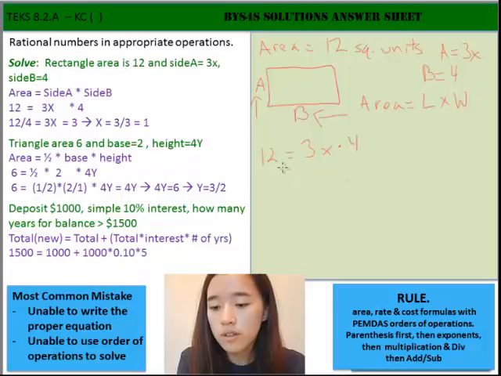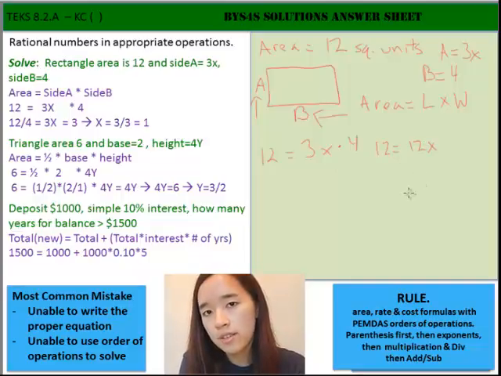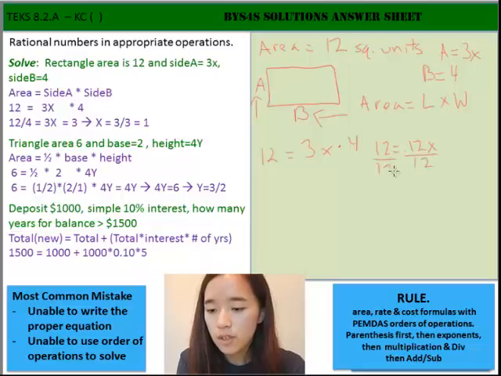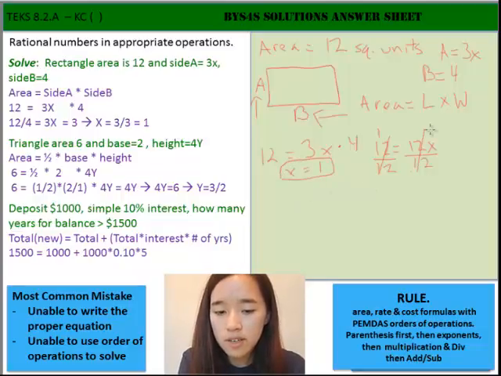So let's start by multiplying 3x times 4. So we're going to get 12x. Now we need to isolate x since it is the unknown variable that we are solving for. And we can do so by dividing each side by 12. So 12 divided by 12 is 1. So x equals 1. And that is our answer for this problem. Now let's look at the next problem.